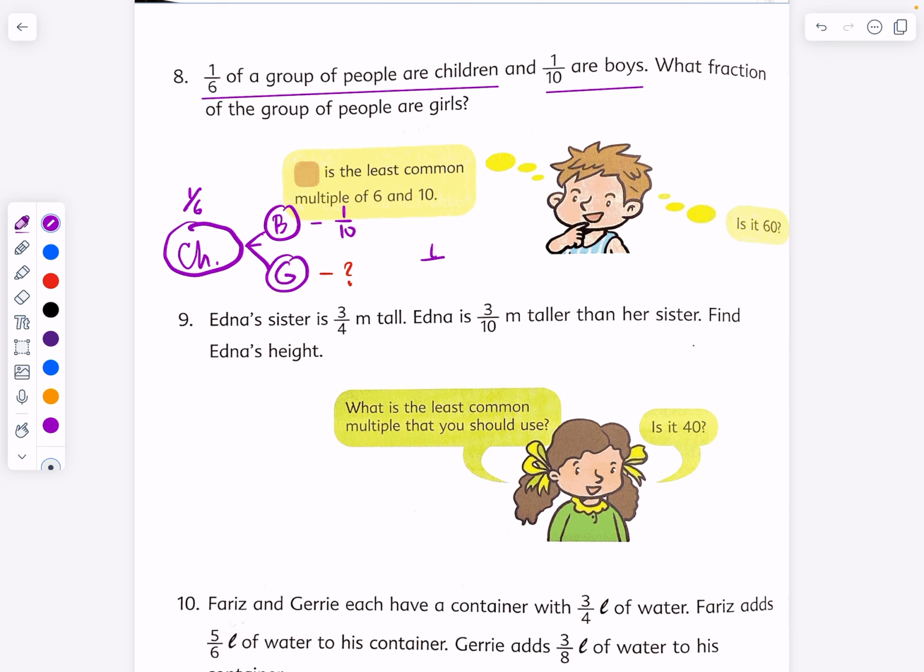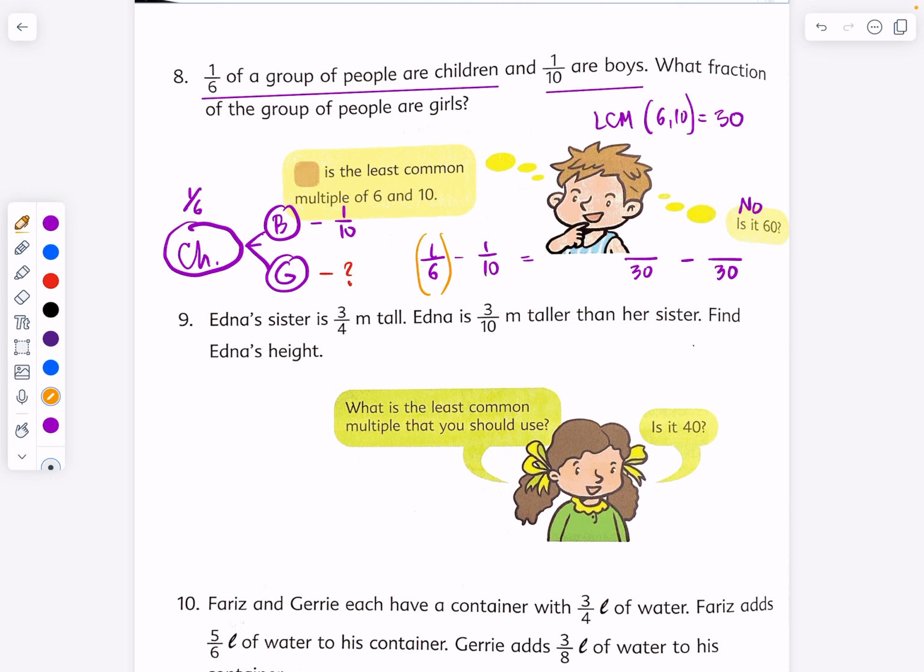Therefore, 1/6 minus 1/10 gives us, well, we do not have a common denominator. What is the LCM of 6 and 10? I hope you're not telling us 60, because that is not the least common multiple. The smallest common multiple is 30. So let's find equivalent fractions out of 30 equal parts.